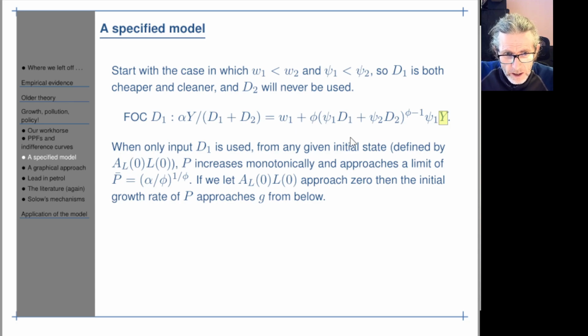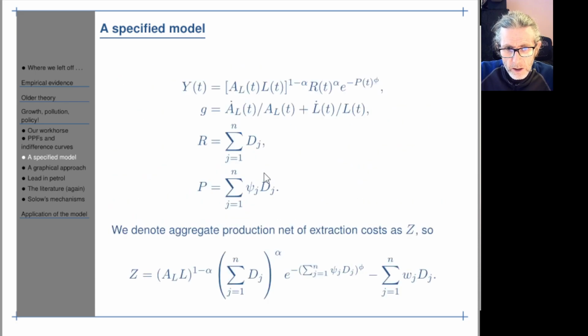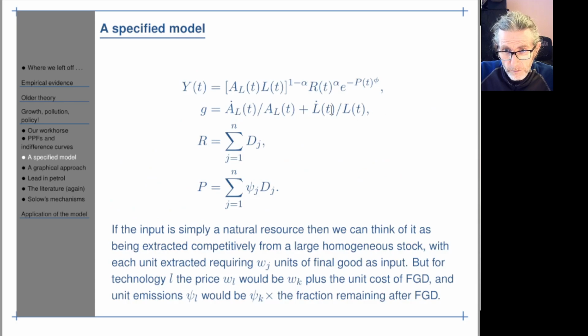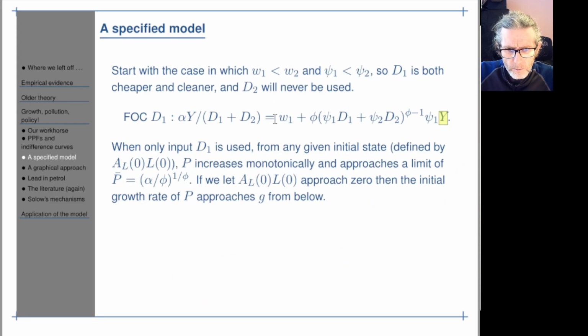So let's see what it says here. When only input D1 is used from any given initial state, P increases monotonically and approaches a limit of P bar, which is alpha over phi to the 1 over phi. And if we go backwards in time, the growth rate of P will approach G, which is the growth rate of the effective labor inputs. Okay, am I going to take you through the math of that? I guess I should. Let's have a look at the math of that.